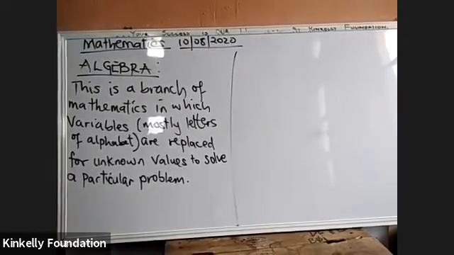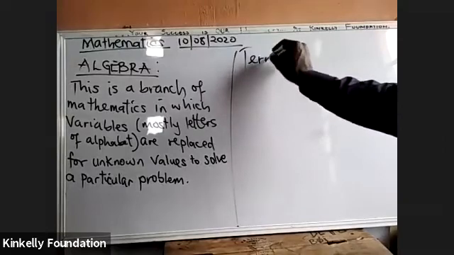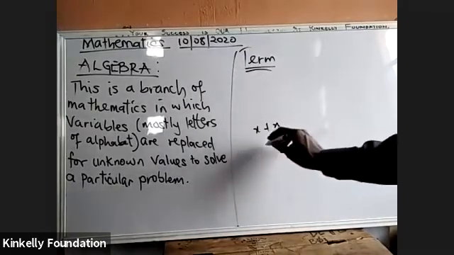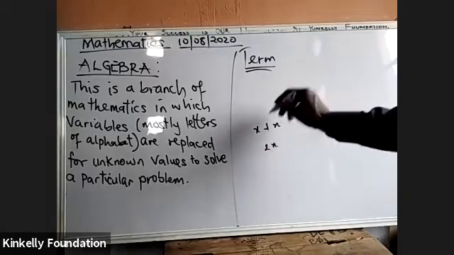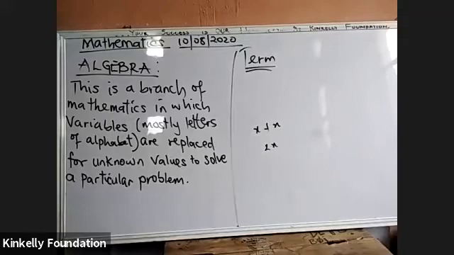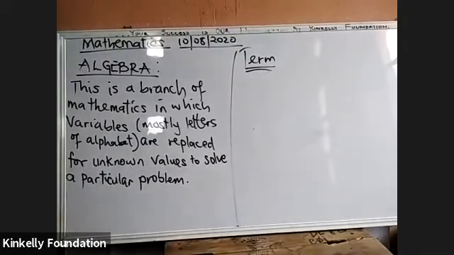Before you can work on this well, there is what is called a term. Just like we said before, x plus x gives us 2x. There is what we call a term. What do you mean by a term of an expression? A term is a collection of numbers, letters, and brackets.